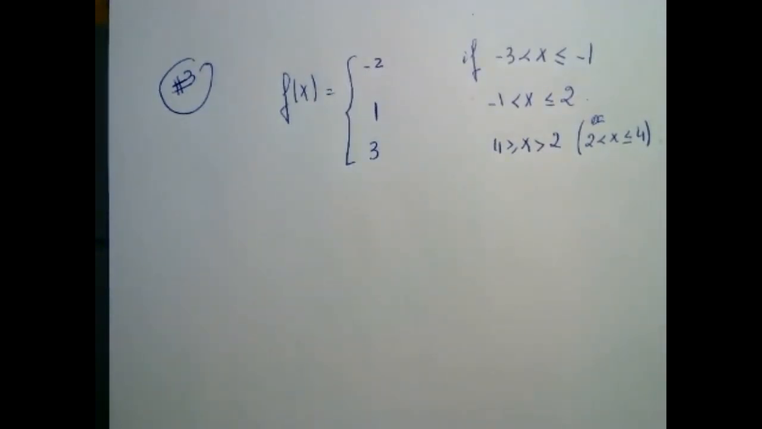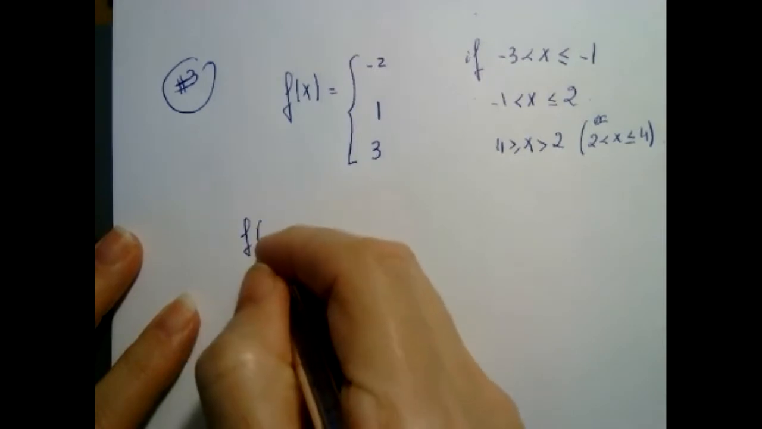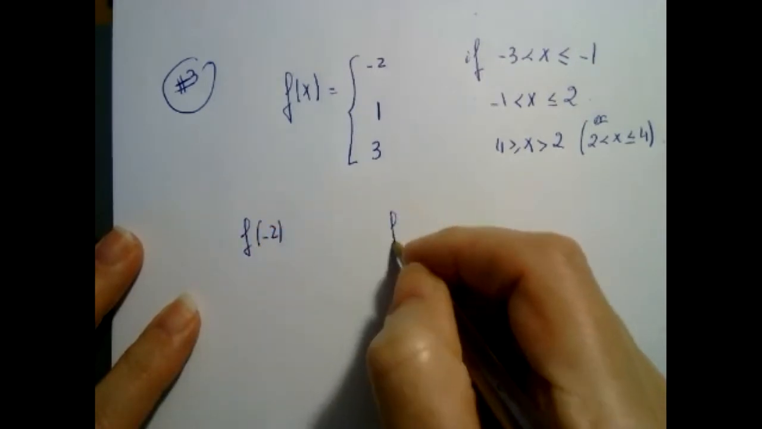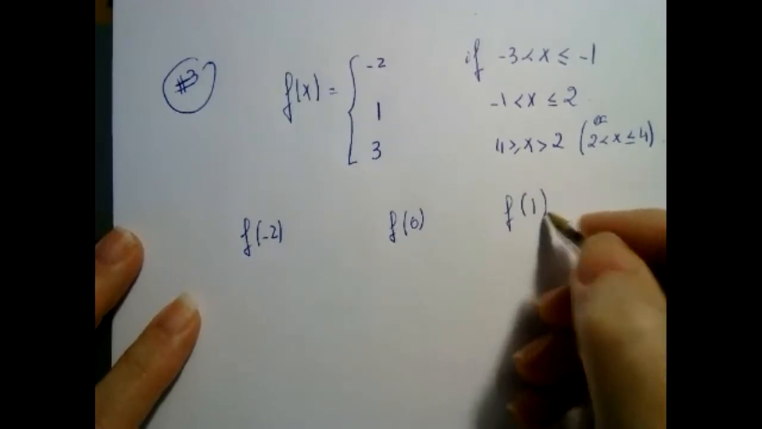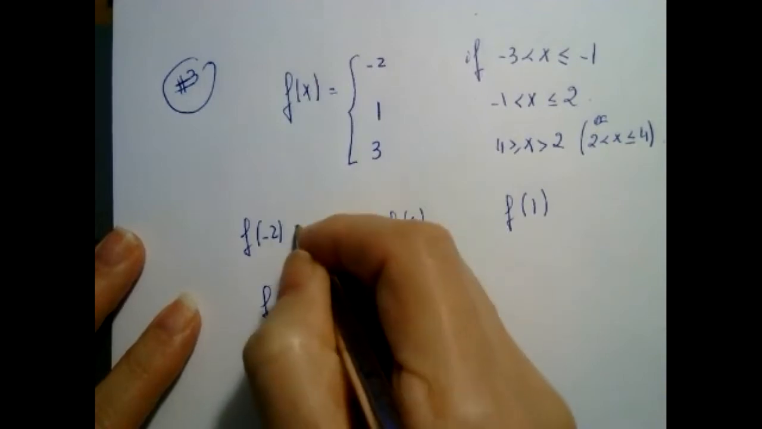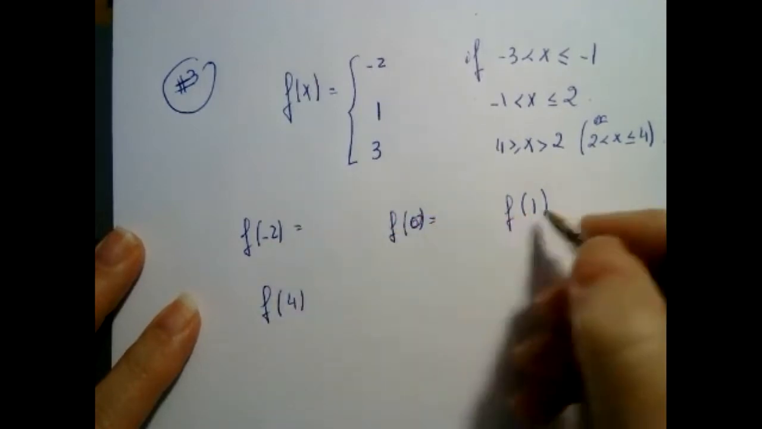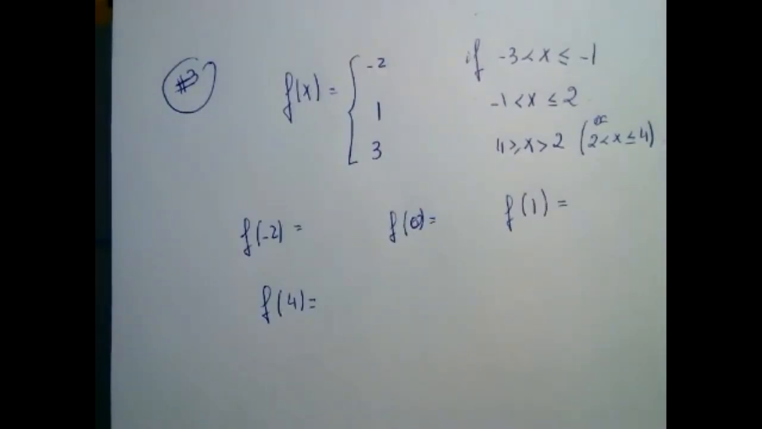Before we graph it, let me ask you a very straightforward question, and I want the answers on the chat very quickly. Suppose I ask what is f of -2? What is f of 0? What is f of 1? What is f of 4? Quickly. What's f of -2? Please, I would like the answers on the chat.